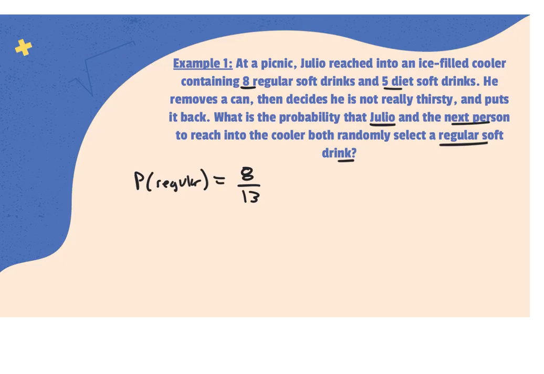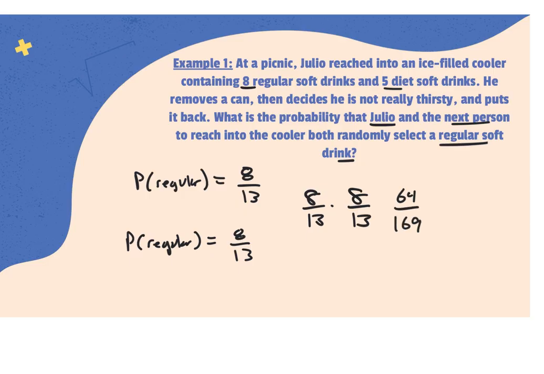So then he puts it back, meaning he doesn't drink it, doesn't pop it open, whatever. Puts it back. So the second person also gets a regular drink. So that's going to be 8 out of 13 times 8 out of 13. Okay, so 8 times 8 is 64. 13 times 13 is 169. So the probability of that happening is going to be 0.379 or 37.9%. Or as a fraction, I would leave it as that. So you're going to figure out what the two probabilities are, multiply them together, and see what you get.